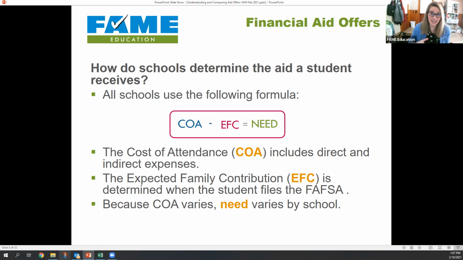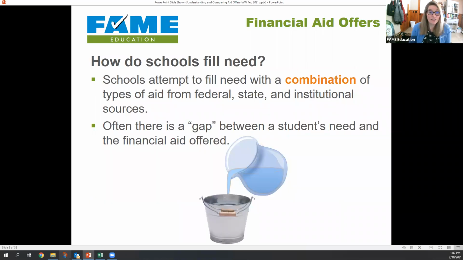And because cost of attendance varies school by school, need also varies. And so schools will meet a certain percentage of need depending on their ability and their available funds. How do they do this? They try to do it as best they can with a combination of different types of aid. And we're going to talk about the various types of aid a little bit later. But it's usually a combination of federal financial aid determined by the FAFSA, state, and institutional resources. So it's a conglomeration of all of those types of aid. But oftentimes there is a gap between the student's need and the financial aid offered. So just keeping that in mind, there's usually some kind of gap that the family has to address.